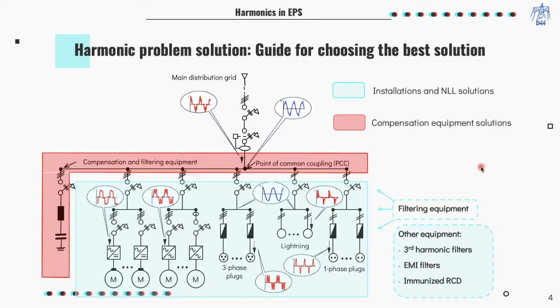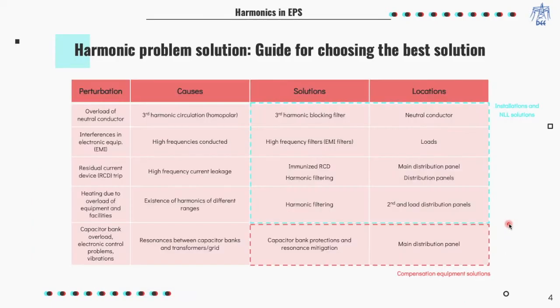Regarding the solutions in installation and nonlinear loads, we can separate between the filtering equipment and other particular and more specific solutions such as third harmonic filters, electromagnetic interference filters, and immunized residual current devices. The following table shows the main perturbations, their origin, their possible solutions, and their locations. This table will be useful as a guide for choosing the best harmonic problem solution. Regarding the installations and nonlinear load solutions, we have the following issues and solutions.